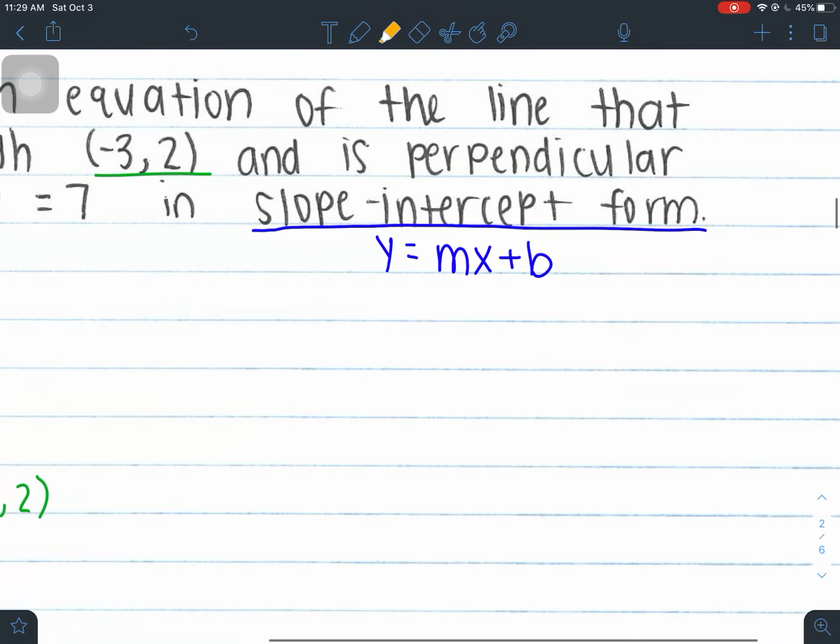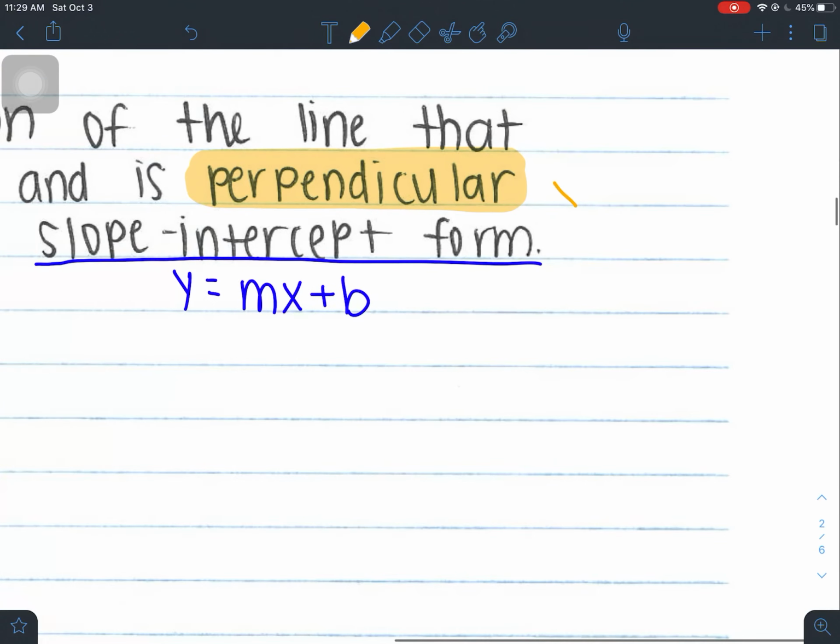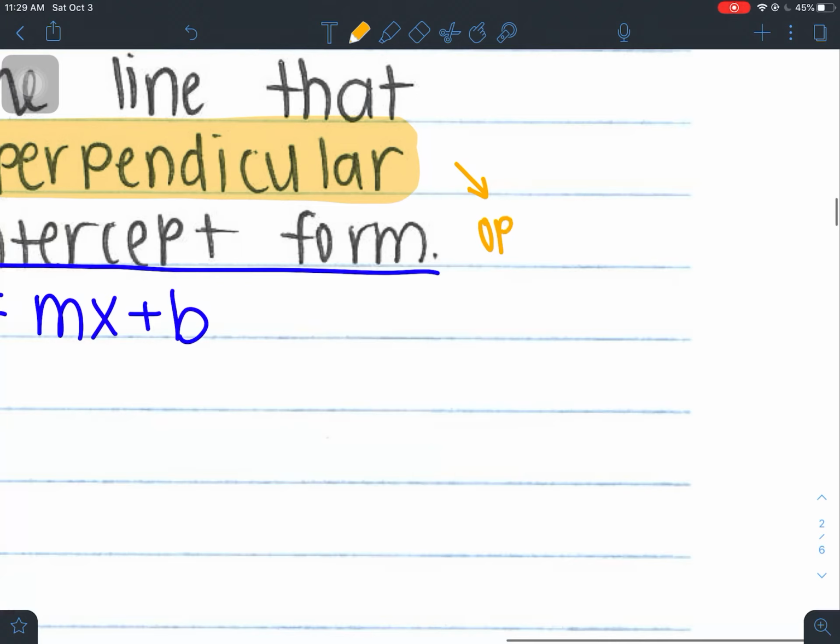Now they're asking me to create a perpendicular line. So what kind of line? Perpendicular. If they're asking me to create a perpendicular line, am I going to use the same slope? No. When would you use the same slope? When you're writing a parallel line. So you're going to have an opposite reciprocal slope here. So please do not use the same slope by accident, because if you do, you've created a parallel line.